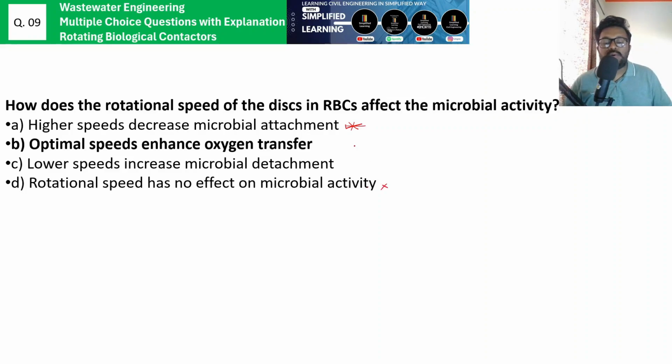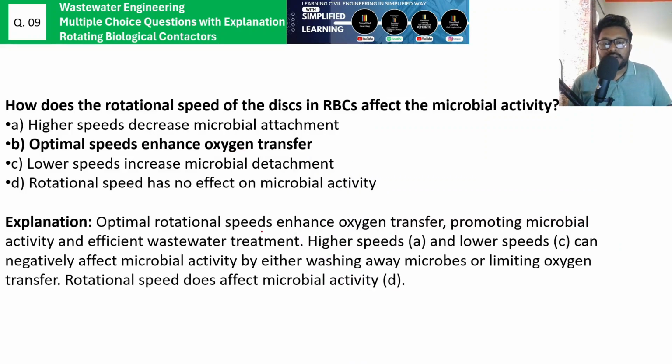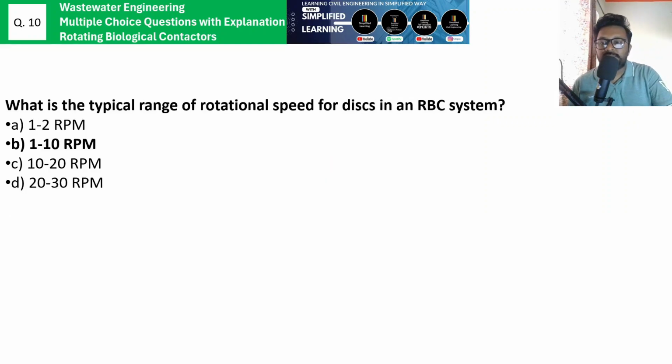No, actually rotational speed has an effect, which is optimal speed. When we are keeping the RPM in the range of 1 to 10 RPM, the speeds are going to optimize the system by enhancing the oxygen transfer and proper attachment of microbial matter, that is organic matter, onto the disc itself. Optimal rotational speed enhances oxygen transfer, promoting microbial activity and efficient wastewater treatment. The other options are not going to help in any way in microbial activity.